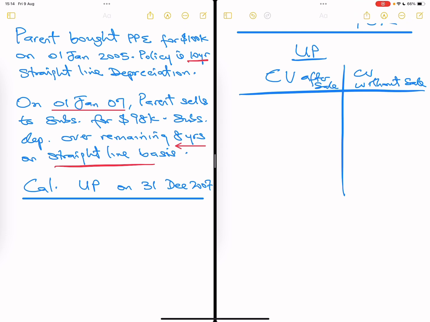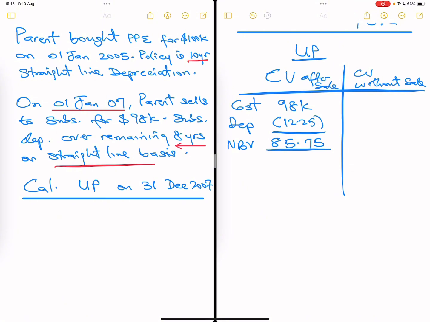So after sale, let's do that first. After sale, the cost is $98,000. The depreciation is 98,000 over 8 years. So that's 98 divided by 8, 8 years. So that's depreciation of 1 year, 12.25. And the net book value, which is the current value, will now be equal to 85.75. So that is the current value after sale.